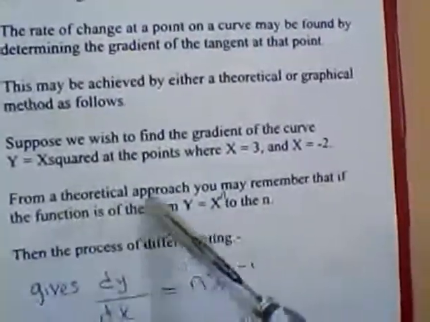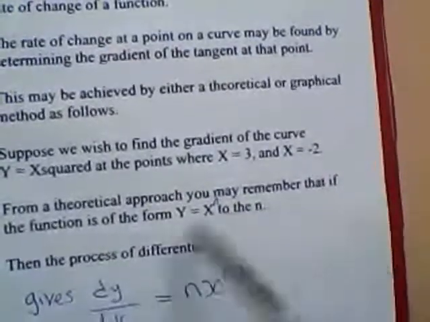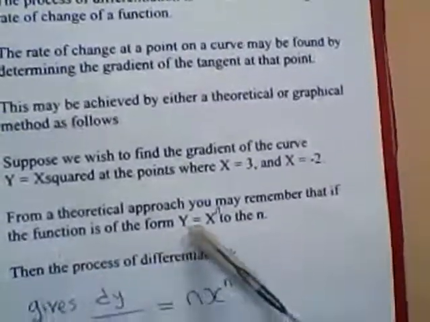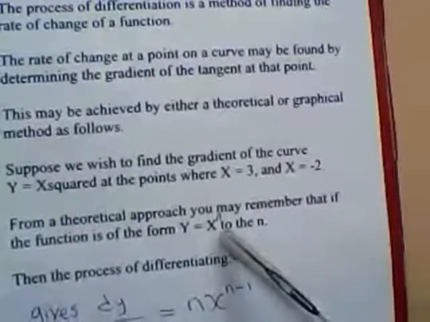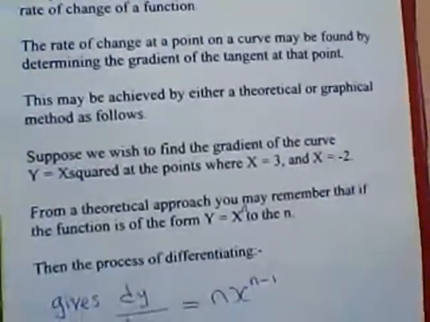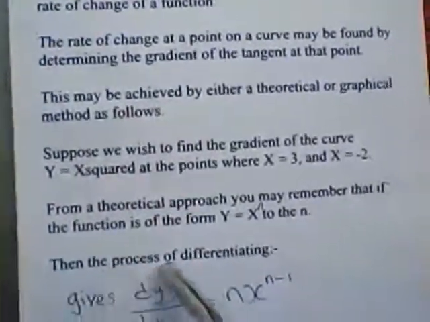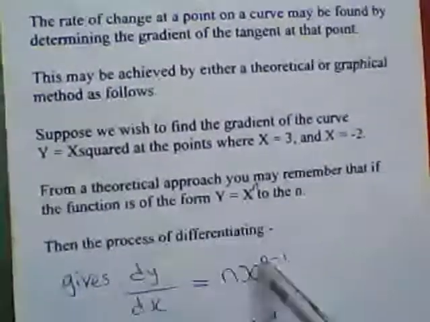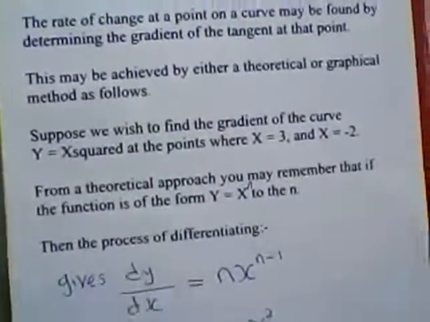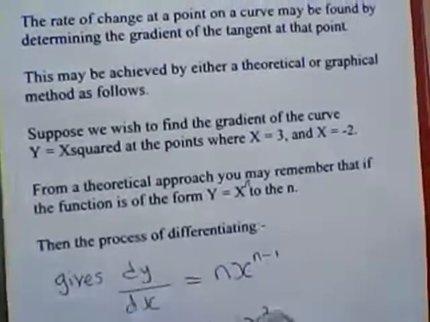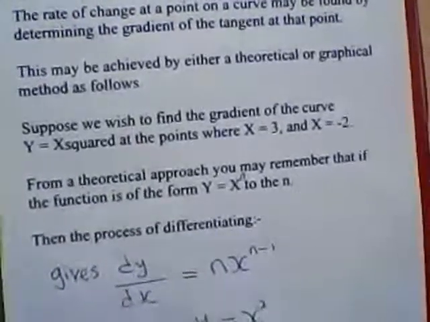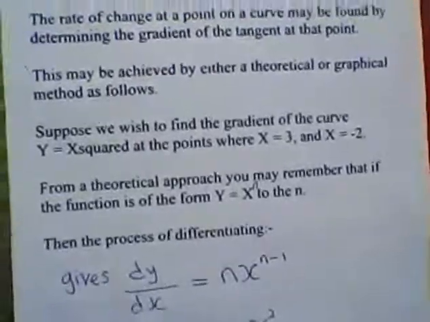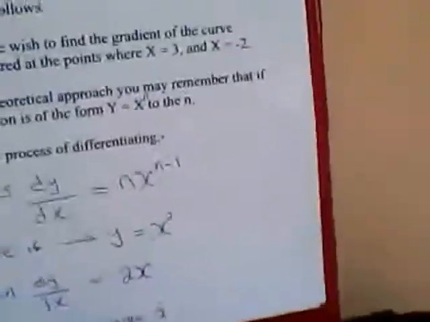From a theoretical approach, you may remember that if the function is of the form y equals x to the n, then the process of differentiating gives dy over dx equals n x to the n minus 1. Hence, if y equals x squared, then dy over dx equals 2 to the x, or 2x. Okay?